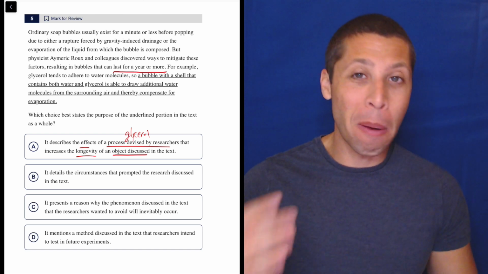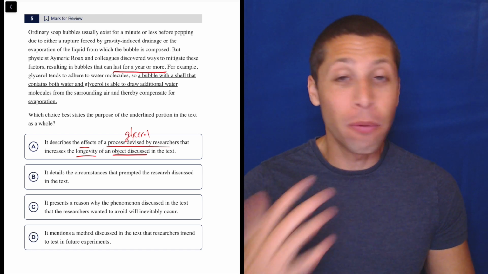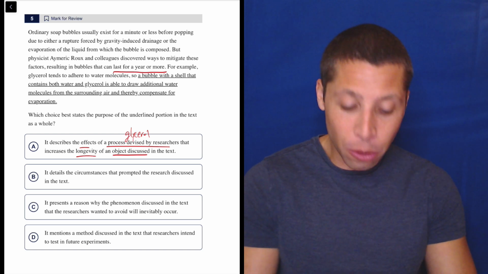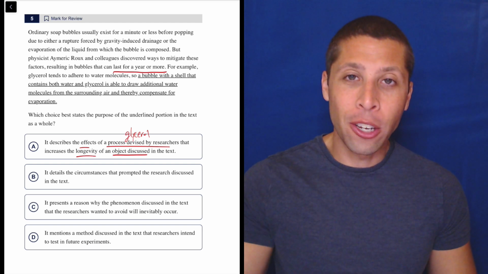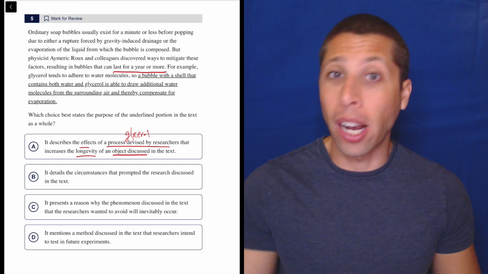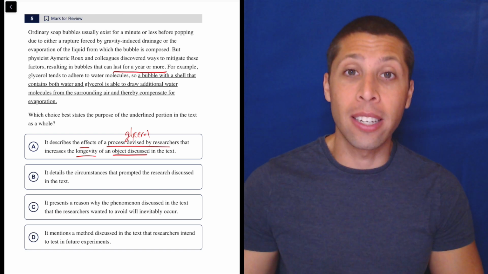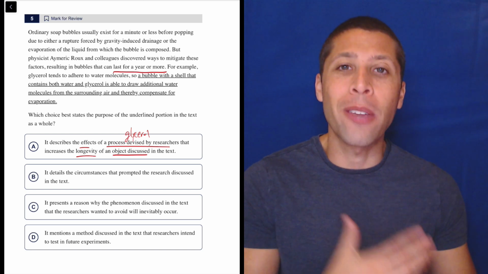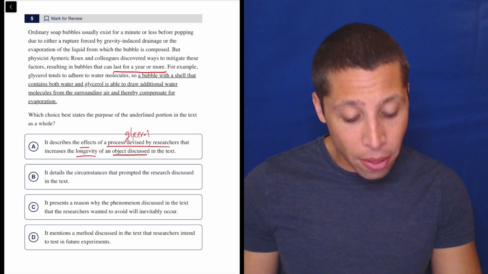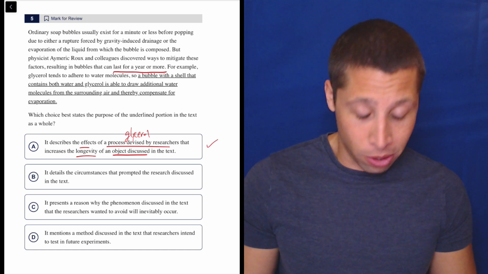This is why when you come up with your own little summaries of what's going on, if you focus too much on details, you're going to lose track of things. Even though you think you understand more of what's going on, you're going to get to answers like A and be like, oh, this is wrong. It doesn't match. It doesn't include all these ideas that are in my summary. But that's okay. They're going to include them in ways that are very vague and weak. So I think this is going to be the answer. Let's look at the other choices to be sure.